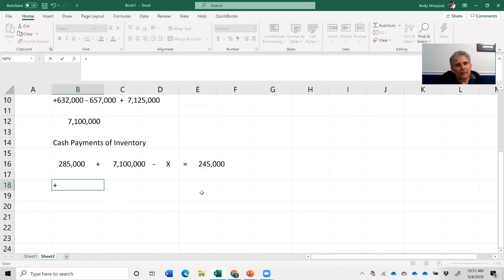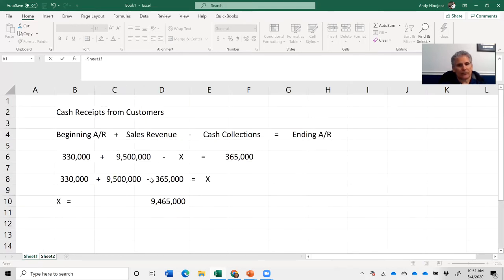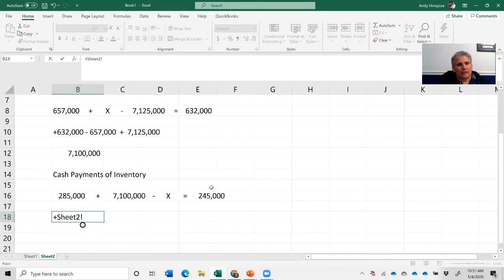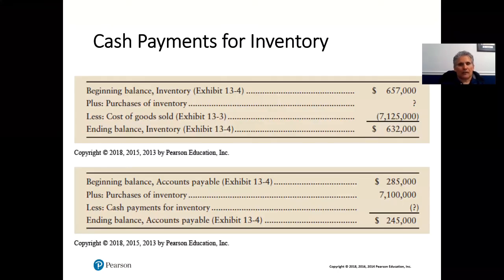equals 245,000. All right, so we're gonna do the same thing we did for way up here. Use the same logic here where we're solving for the X. Okay, we're gonna take 285,000. We're gonna add 7,100,000. And then we're going to subtract 245,000. And that leaves us cash payments of inventory of 7,140,000. Let's go check that.